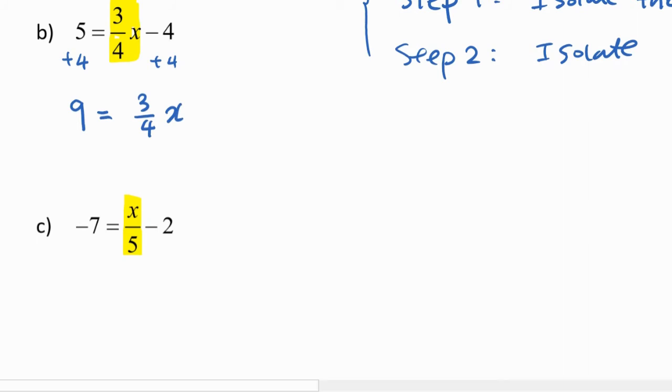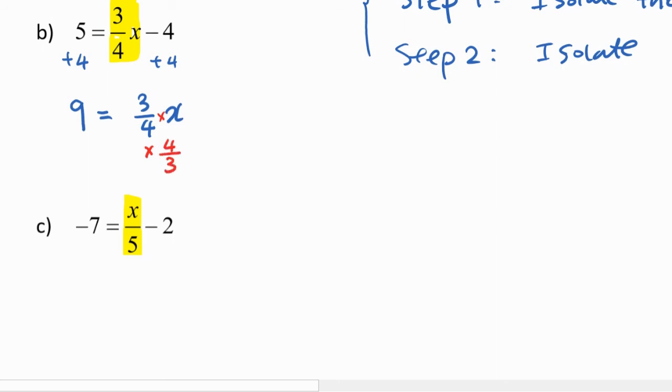Alright, everyone, multiplication is hiding here. So we are going to get rid of this. To get rid of this, we have to divide by 3 over 4. When you divide a number by 3 over 4, that is the same as multiplying the fraction by 4 over 3.